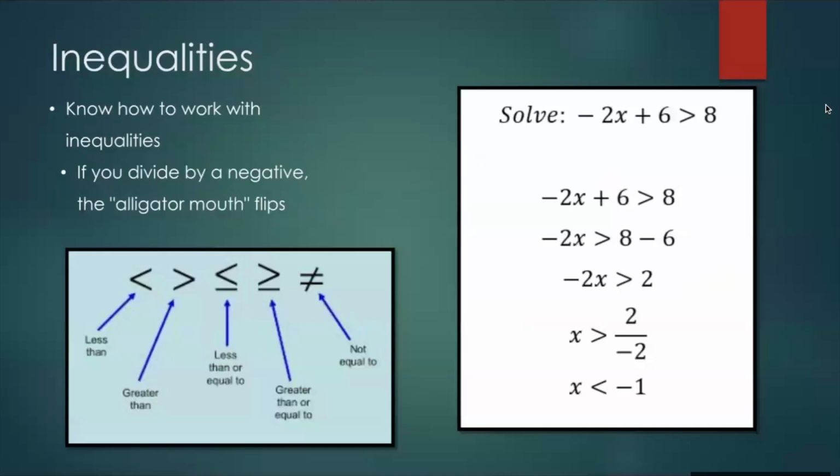Next is inequalities. We need to know how to work with these. So if you divide by a negative, the alligator mouth flips. We'll talk more about this on the right picture. However, let's just go over first what the different symbols mean. So in the left picture, we have what looks like maybe Pac-Man's mouth, or I like to think of it as an alligator, where it's smaller on the left and it gets bigger as you go right.